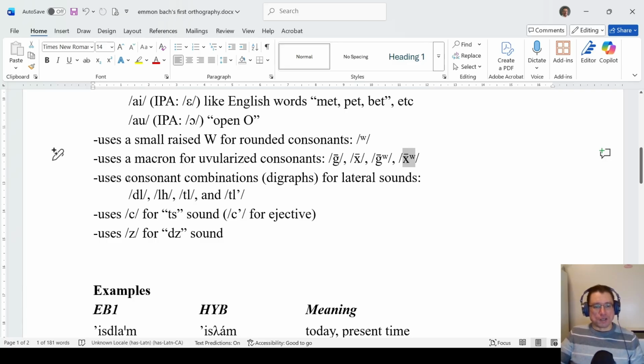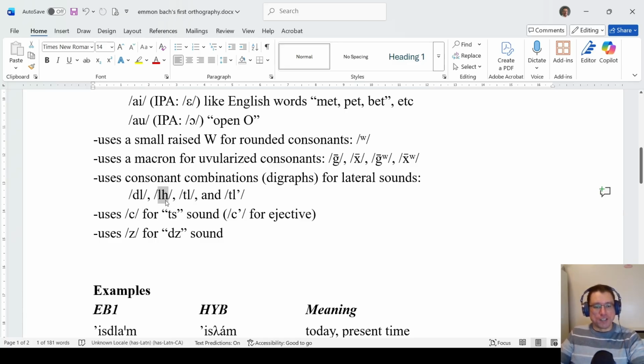He also used consonant combinations, also referred to as digraphs, for what we call lateral sounds. So DL is what we use nowadays as a lambda, and it makes a dl sound. So if you think of words like madly, gladly, sadly, that DL together is what makes that dl sound. So he uses DL together. This can be a little bit problematic, and we'll take a look at that later on.